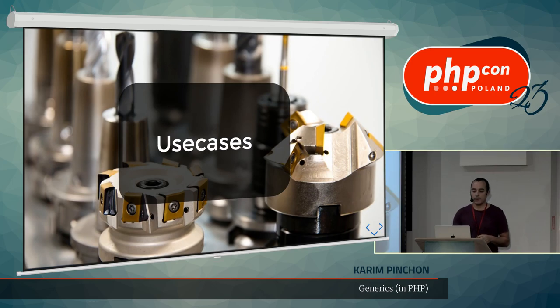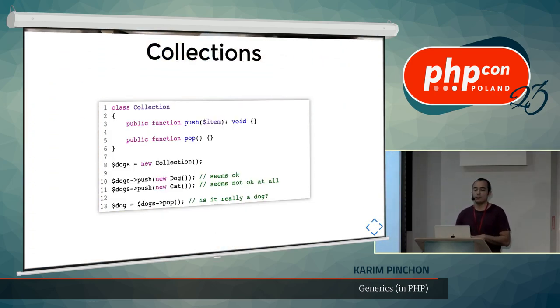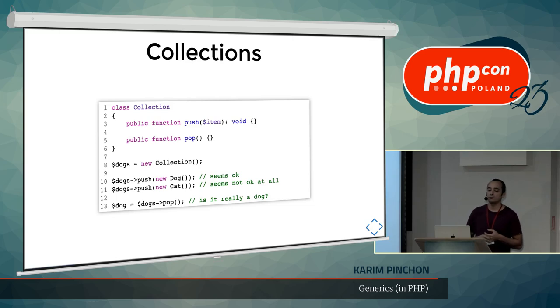Well, let's talk about use cases of generics. The first use case, of course, when we think about generics is collection. As developers, we always deal with objects and with collections of objects. And we used to write this kind of code. So this is a very simple implementation of a collection class with two simple methods, push and pop, without any type. Because like that, I can use this class for any type of object.